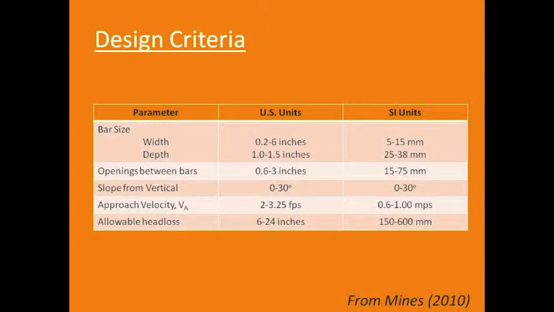The table illustrates common criteria for designing bar screens. The major parameters involved in design are the width and depth of bar screens, which are 5 to 15 mm and 25 to 38 mm respectively, the openings between bars from 15 to 75 mm, a slope from the vertical less than 30 degrees, an approach velocity around 0.6 to 1 meters per second, and allowable head loss from 150 to 600 mm. A manually cleaned bar screen is usually designed for a smaller velocity and smaller bar dimensions. A typical head loss through a mechanically cleaned bar screen is 6 inches or 150 millimeters of water, which we will reference again during the step-by-step example.